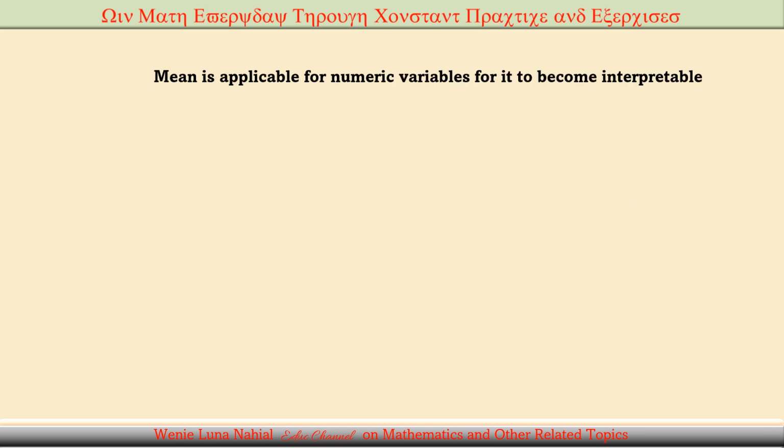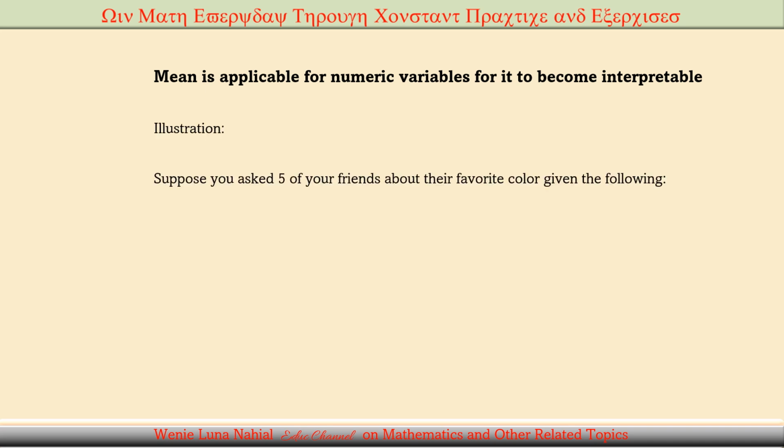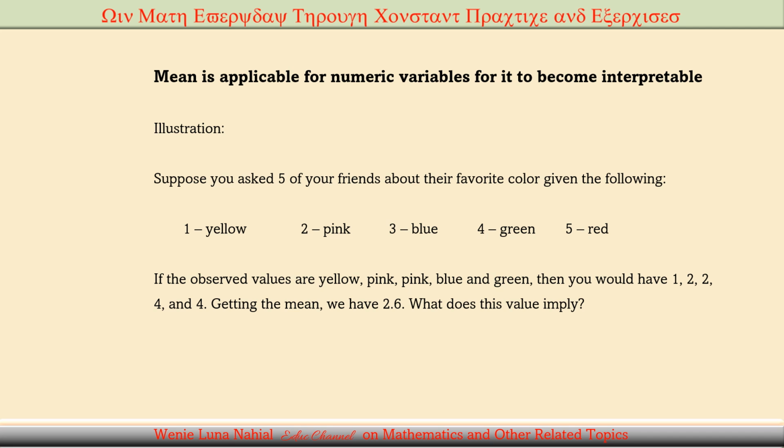Here we have an illustration about the property that mean is applicable for numeric variables for it to become interpretable. Now, suppose you ask 5 of your friends about their favorite color given the following. 1, yellow. 2, pink. 3, blue. 4, green. 5, red. Now, if the observed values are yellow, pink, blue, and green, then you would have 1, 2, 2, 4, and 4. Getting the mean, we have 2.6. What does this value imply?